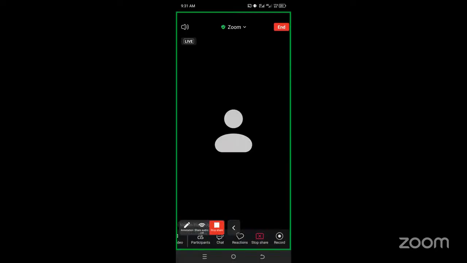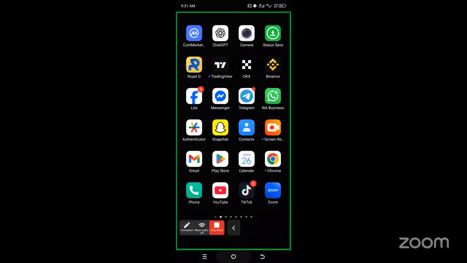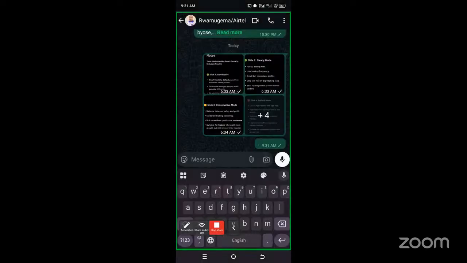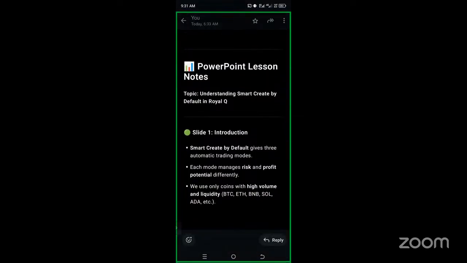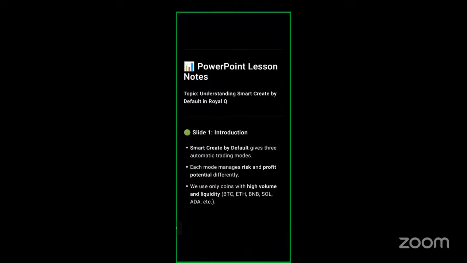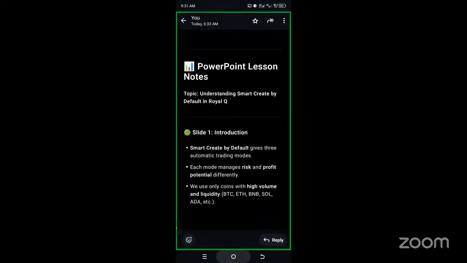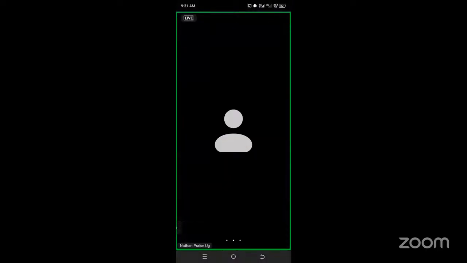We are going to be learning about the strategy settings in simple ways by our host. So take notes, get your notebook, and please learn everything as we're going to see here. If you have a question at the end of the session, ask it. Thank you. Our host, please.